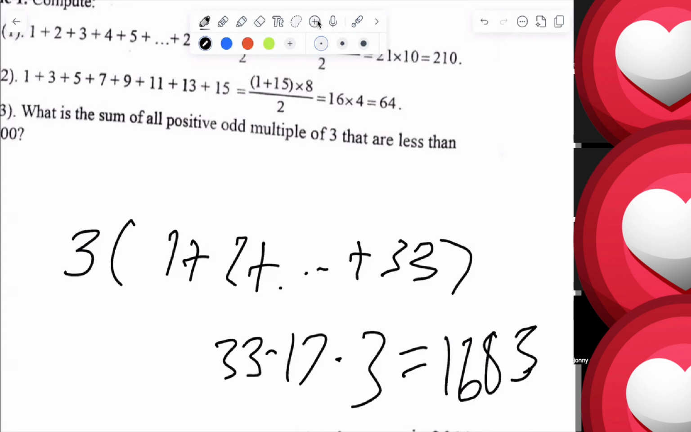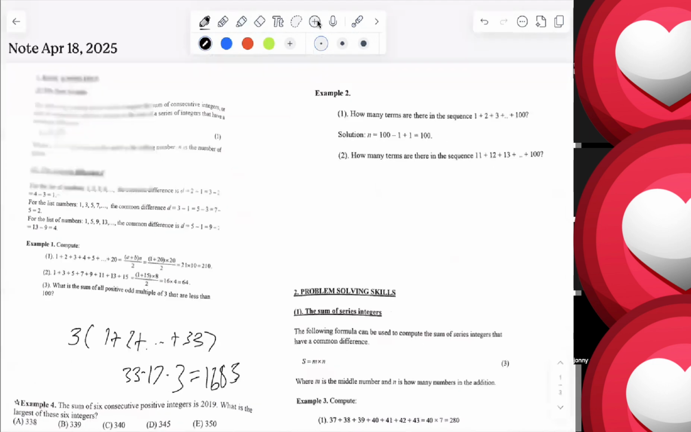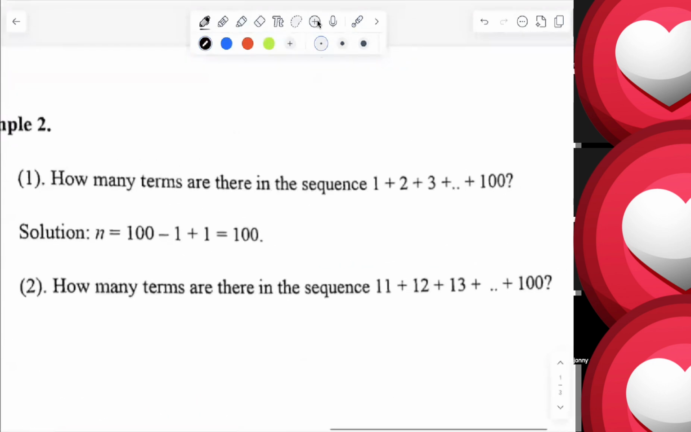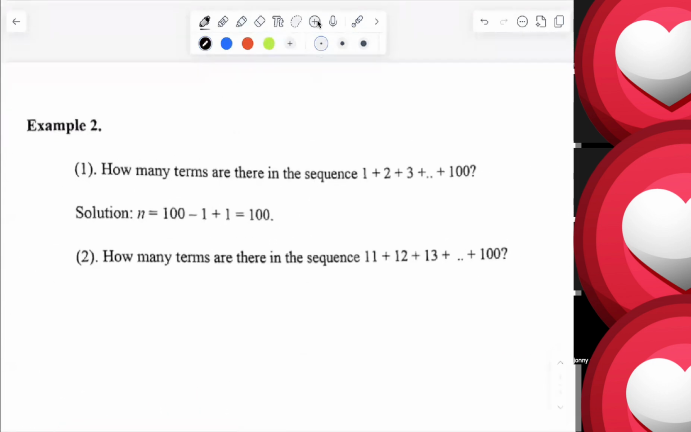So basically, the whole point is trying to turn it into something we can solve, and from there we just do the steps in reverse. And like example 2, what is the count from 1 to 100? There's 100 terms in total.